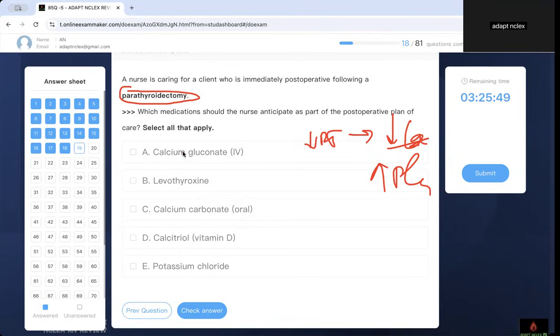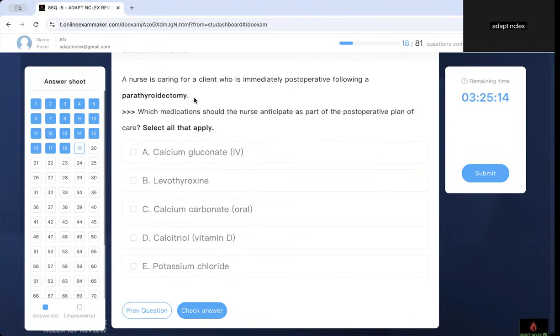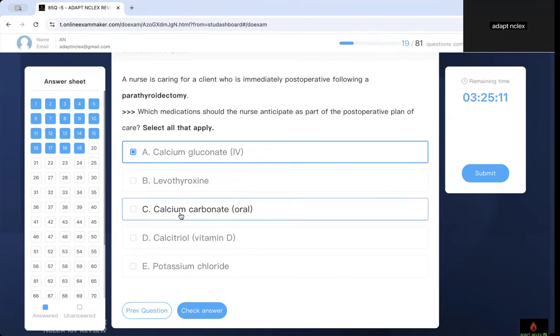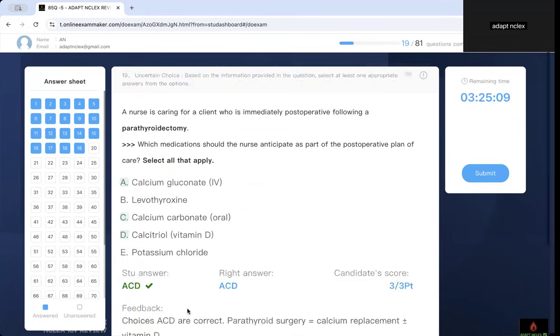But look, we're going to give you calcium, and we give you all forms of calcium. IV calcium to replace the immediate calcium right now. We're not going to give you levothyroxine because your thyroid gland is still there. We give you oral calcium to help you maintain your calcium, and then vitamin D to help you absorb calcium from the GI tract. We're not going to give you potassium. Write this down: parathyroidectomy, they need IV calcium, oral calcium, and vitamin D. Key concept.